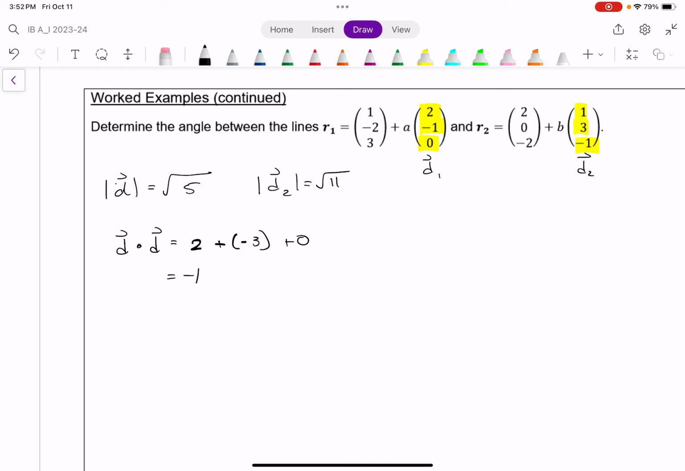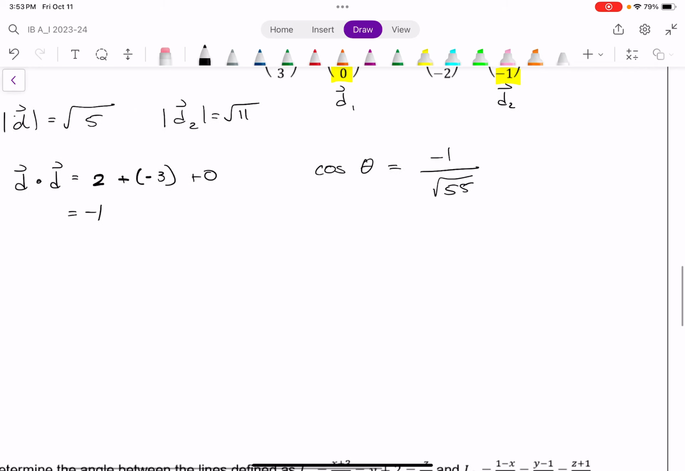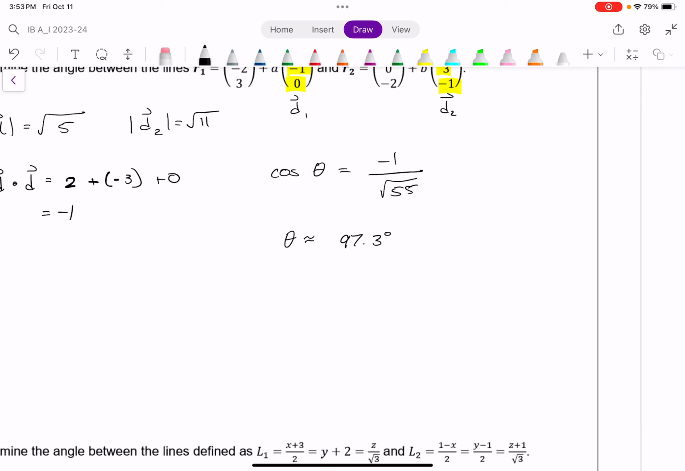And so again, I can use that. The cosine of my angle will be the same as the dot product, -1, divided by the product of my two magnitudes. So in this case, root 55. And here, if I use my inverse cos, I get theta approximately 97.3 degrees, which is fine. But like I said, in general, we want to focus on the acute angle.